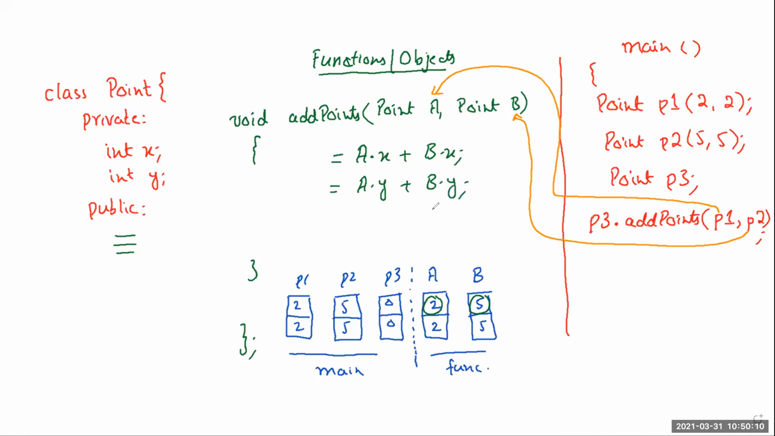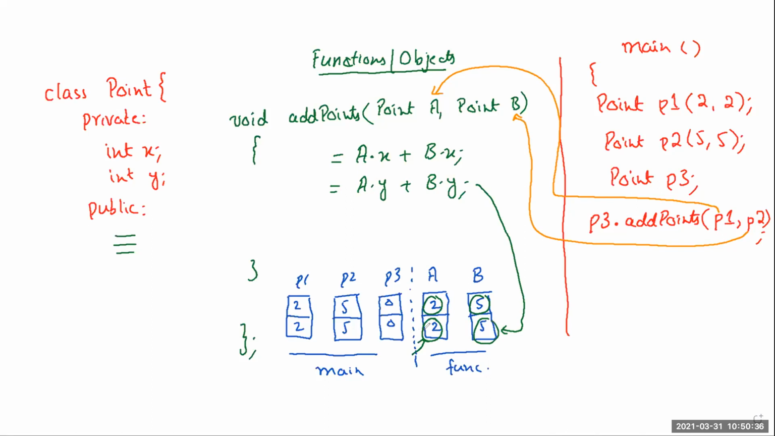When I say a dot y, it means I'm talking about p1 dot y, right? Because p1 is copied in a. So I'm talking about this 2. And when I say b dot y, I'm talking about this 5. Okay, so we know we can add like this, but where should I store them, or how do I deal with the answer? I add them, I get 7, 7, right?